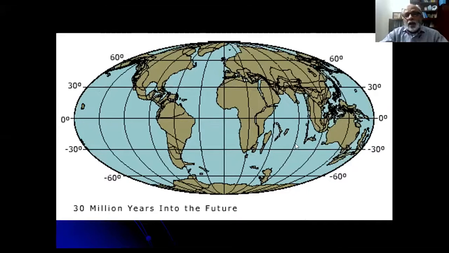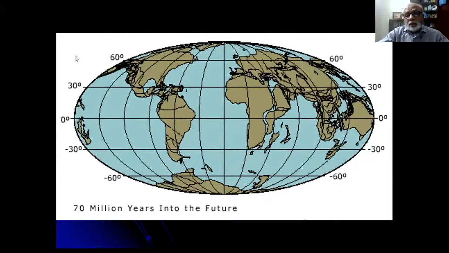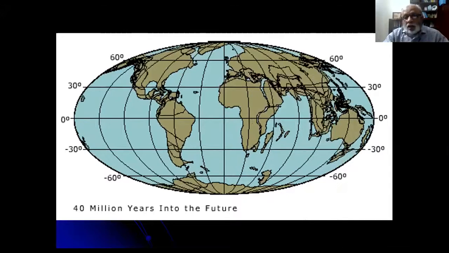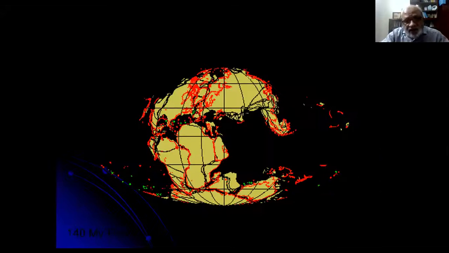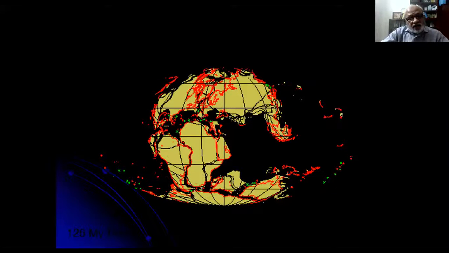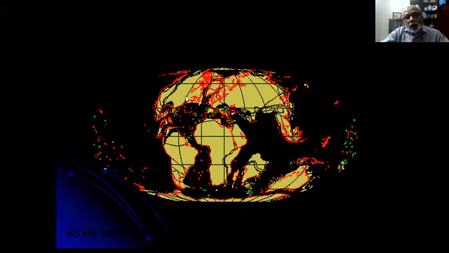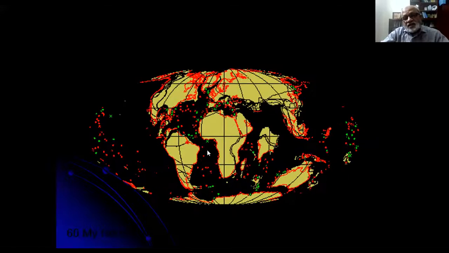This is some animation of how the continents are moving and how they are colliding with each other. You can see this one. This is when Gondwanaland started to break.